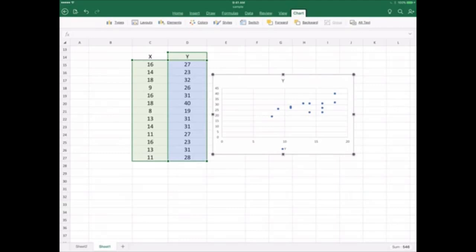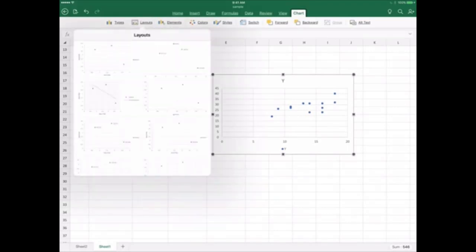Just like with the histogram and the Pareto chart, if you stopped here, the chart that you would have produced is incorrect. It's not correct unless you've added a trend line into the chart. And you can do that one of two ways.